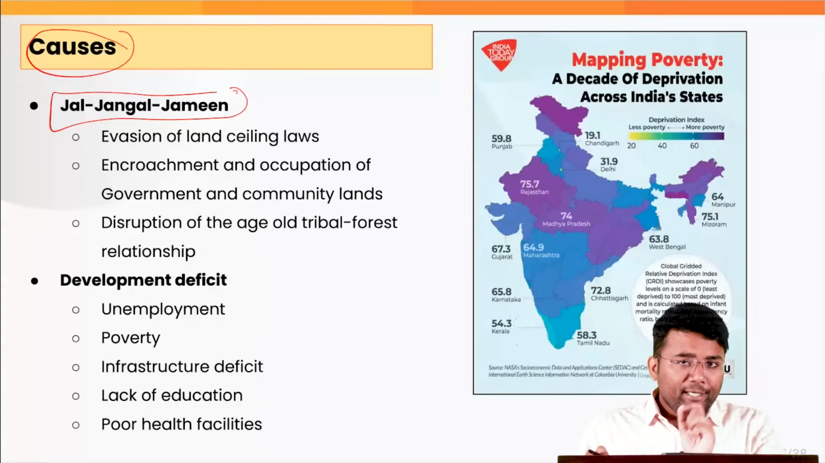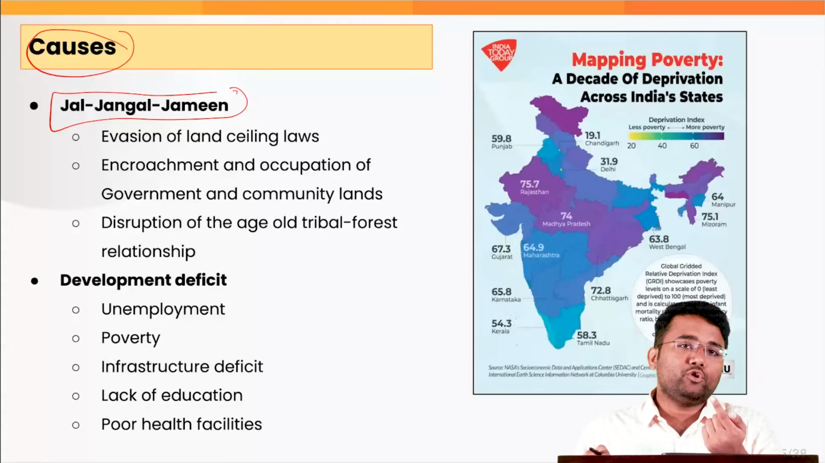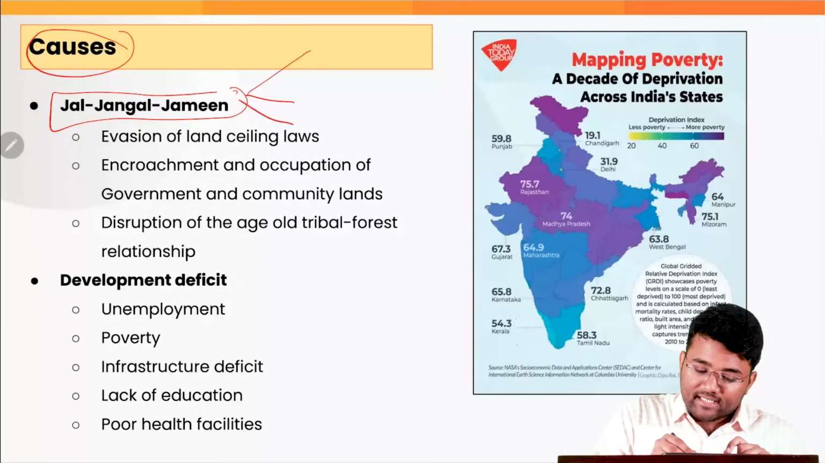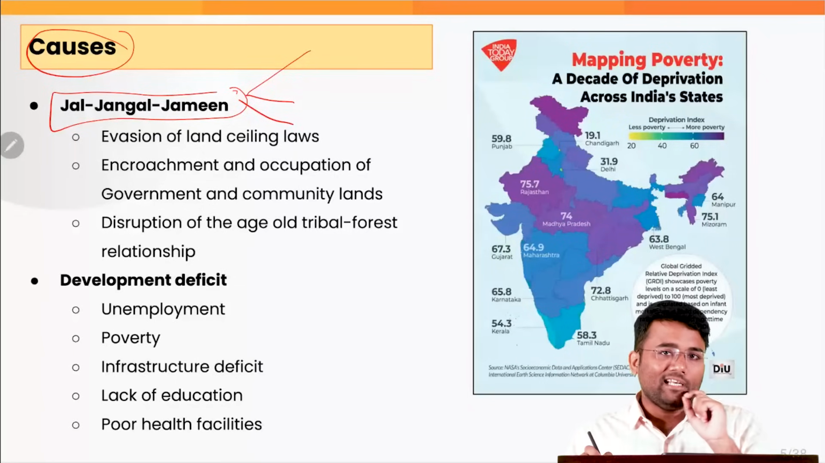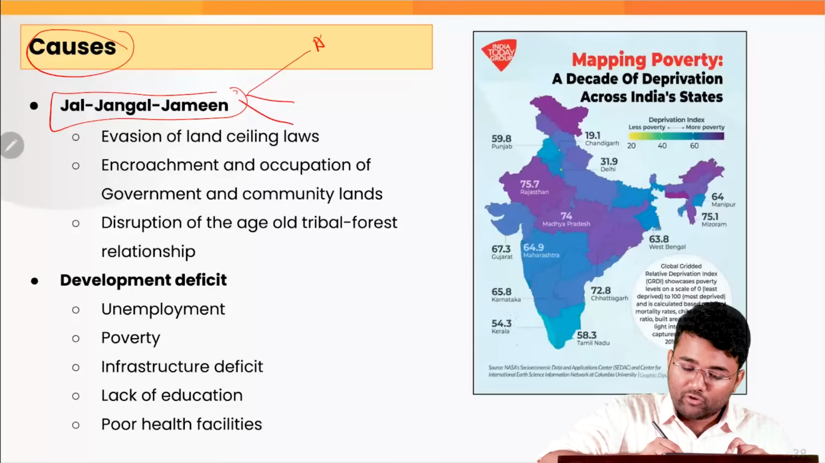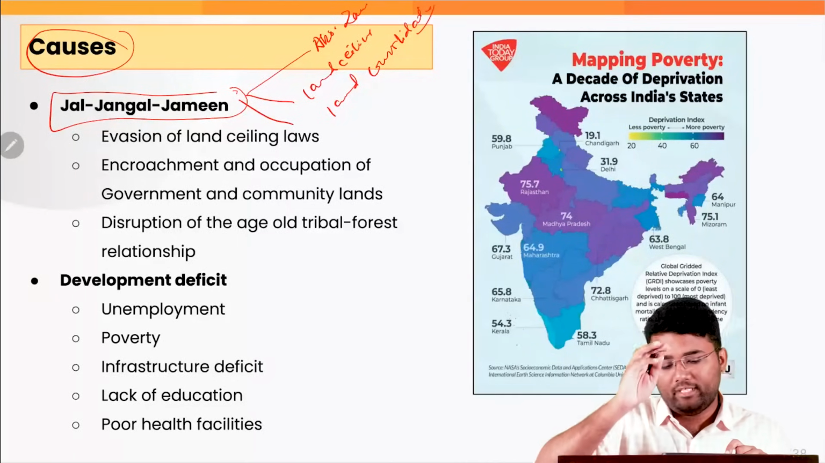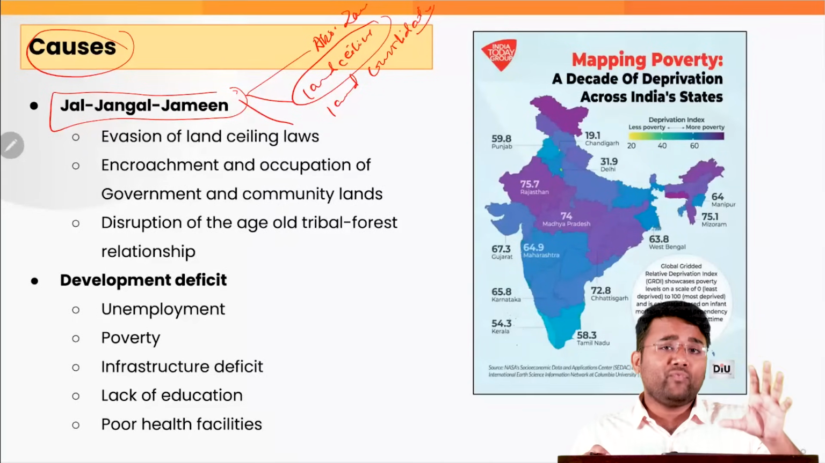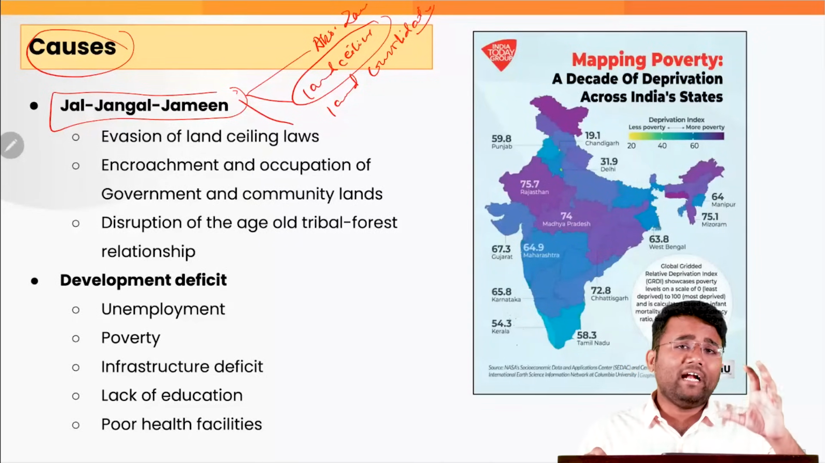After independence, the government resorted to land reforms, and various measures were taken, like abolition of Zamindari, land ceiling laws, land consolidation measures, and tenancy reforms. With regard to the land ceiling, a limit was fixed on how much land a particular person can hold.